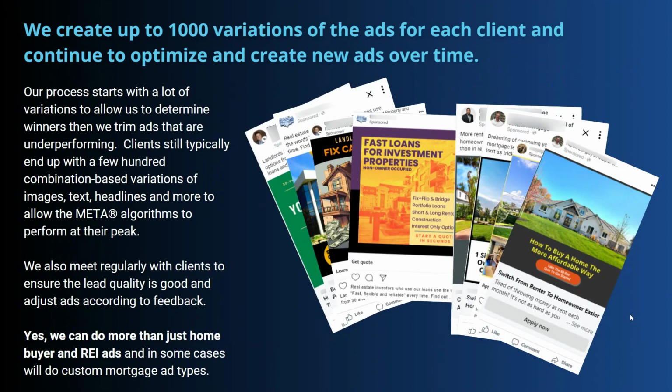One unique thing about us is that we create up to 1,000 variations of the ads for each client and continue to optimize and create new ads over time. Our process starts with a lot of variations to allow us to define the winners and trim ads that are underperforming. Clients still typically end up with a few hundred variations based on images, headlines, and more to allow the Meta algorithms to perform at their peak. We also meet regularly with clients to ensure the lead quality is good and adjust ads according to feedback.